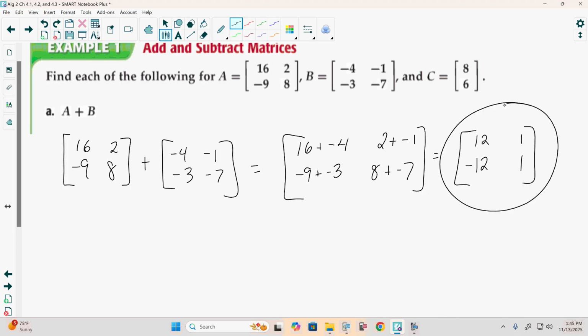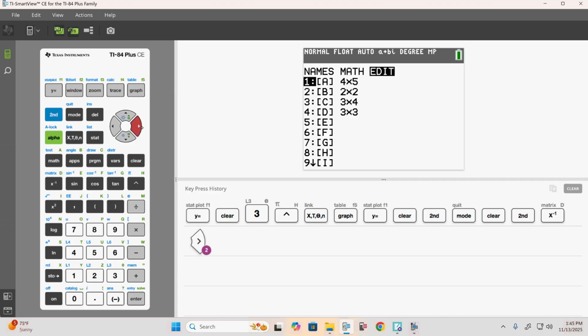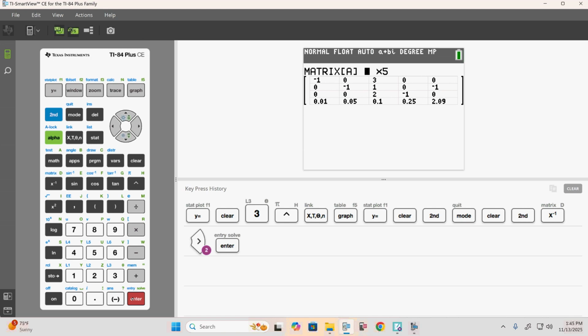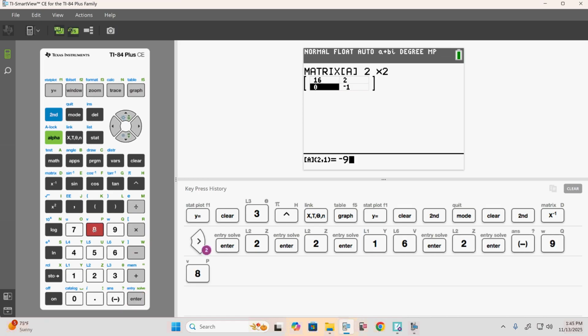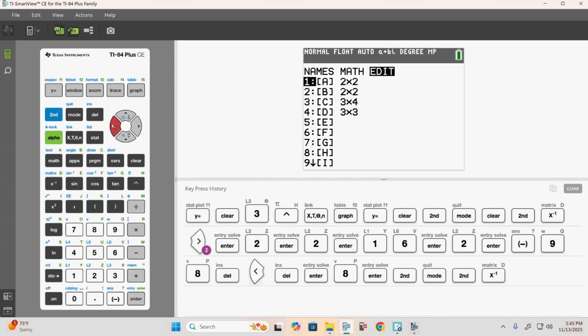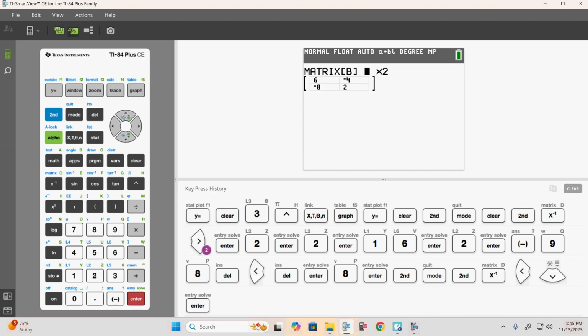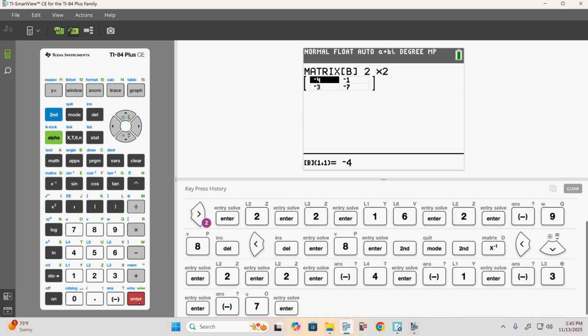Questions on this here? Because the other way we could have done this is we could pull the calculator up. We went second matrix. We went over to edit and defined it as a 2 by 2. And A was 16, 2, negative 9, 8. Once we typed it in, we went second quit. Second matrix. Since we have two of them, we'll type the second one in as B. And we had negative 4, negative 1, negative 3, and negative 7.